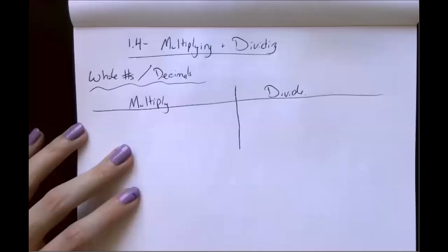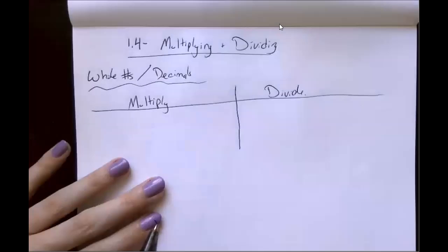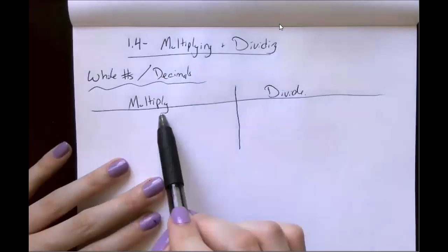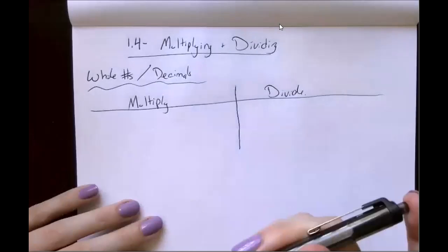Hey guys, so we're continuing on our lessons about how to work with rational numbers. Yesterday we went through how to add and subtract with different types of rational numbers. Today we will be doing multiplying and dividing with different types of rational numbers. Okay, so we'll start with doing whole numbers and decimals. We'll do both a multiplication and a division example.